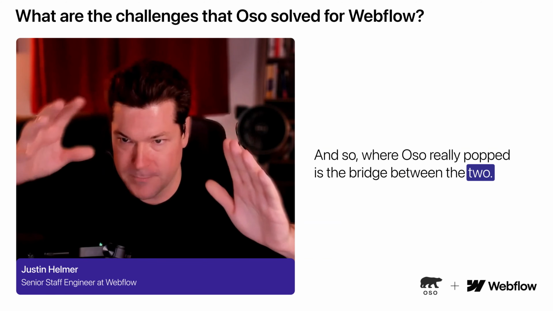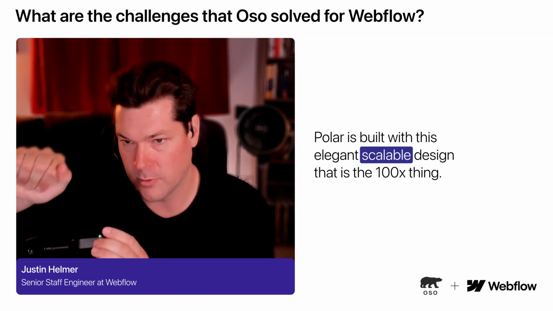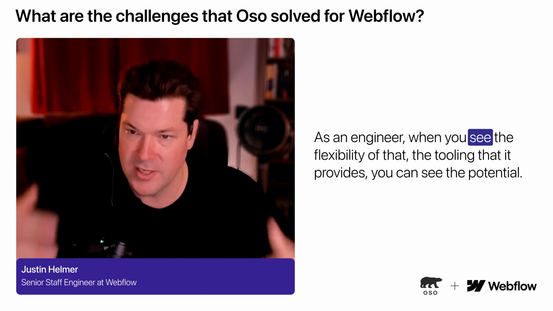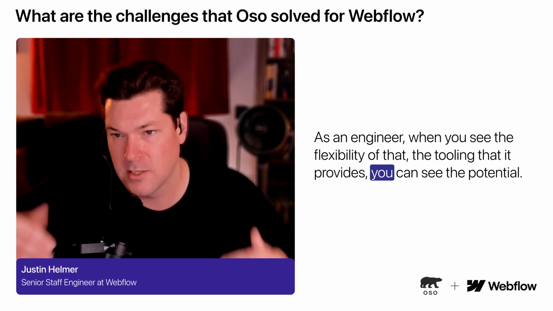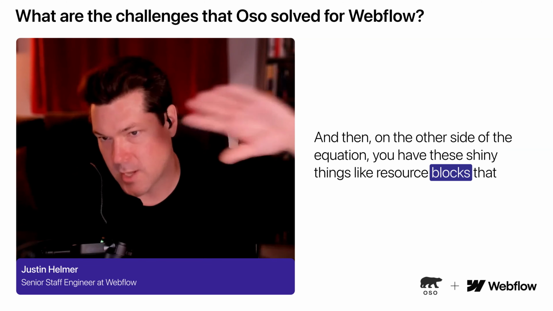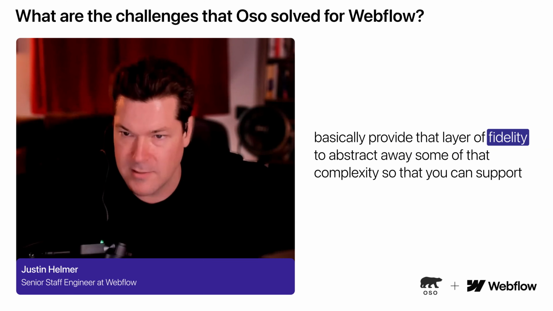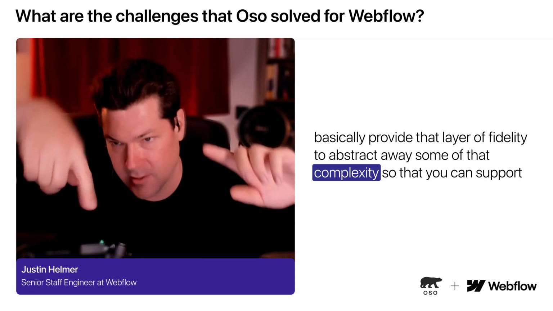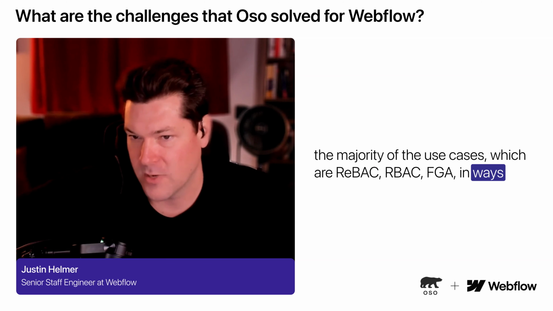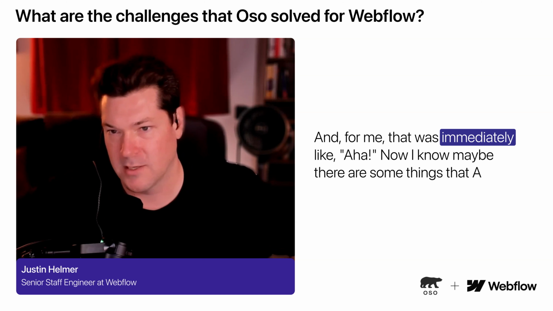the bridge between the two. Polar is built with this elegant, scalable design that is the 100x thing. You can do anything. As an engineer, when you see the flexibility of that, the tooling that it provides, you can see the potential. And then on the other side of the equation, you have these shiny things like resource blocks, right? That basically provide that layer of fidelity to abstract away some of that complexity so that you can support the majority of the use cases, which are ReBAC, RBAC, FGA, in ways that are more conducive to the language that organizations use. And for me, that was immediately like, aha.